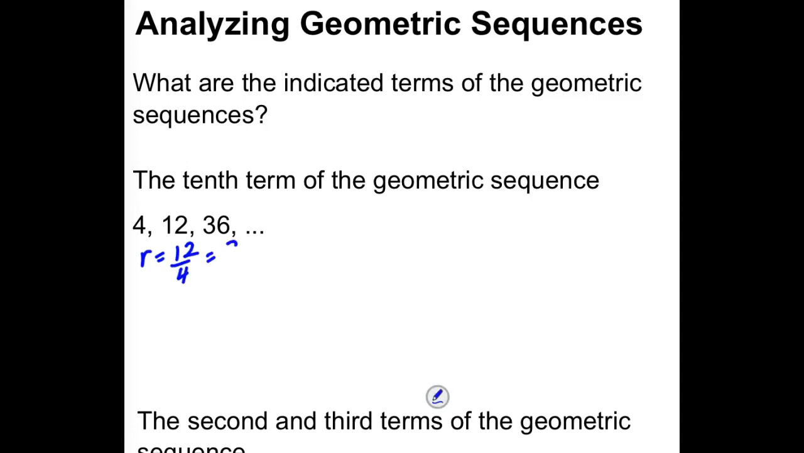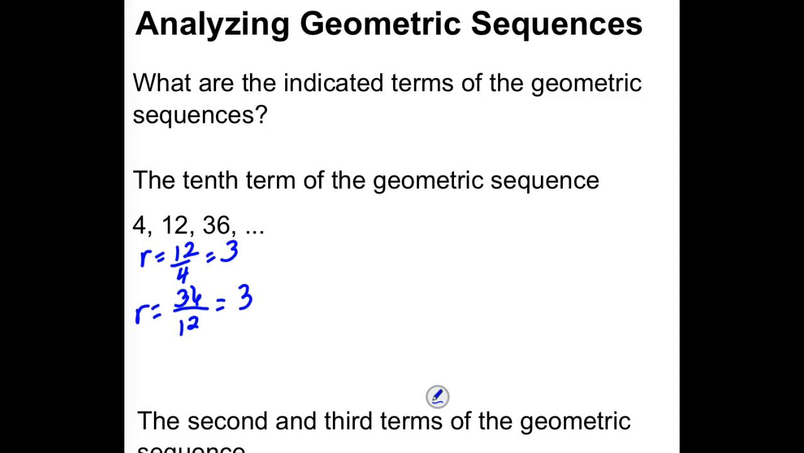And I'm going to write it down here, even though we can do this part in our head, because it's not always going to be an integer. I might give you an R value of 3.125. Okay, it's not going to be as obvious. So just remember, you can always take the second term divided by the first.